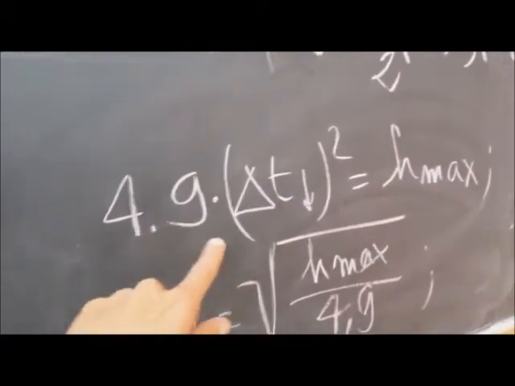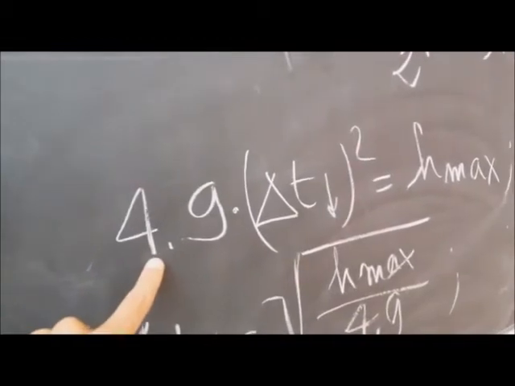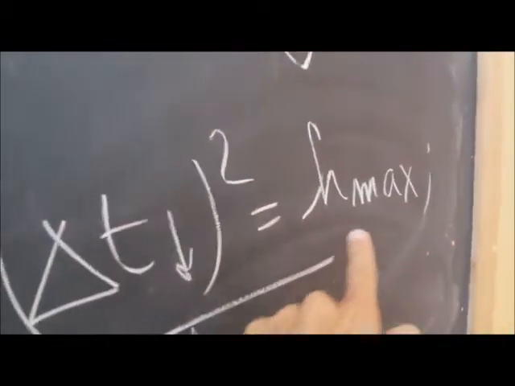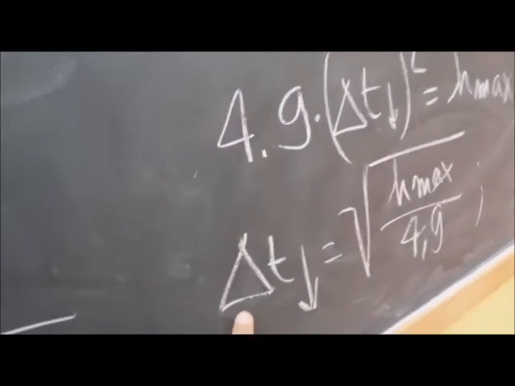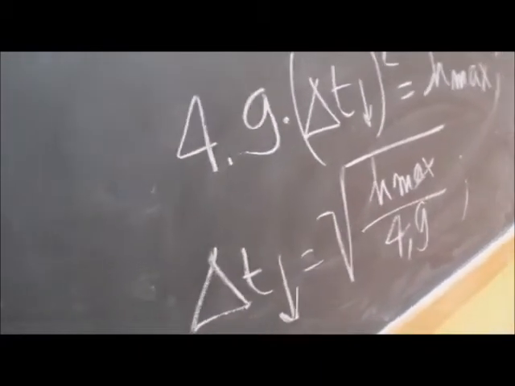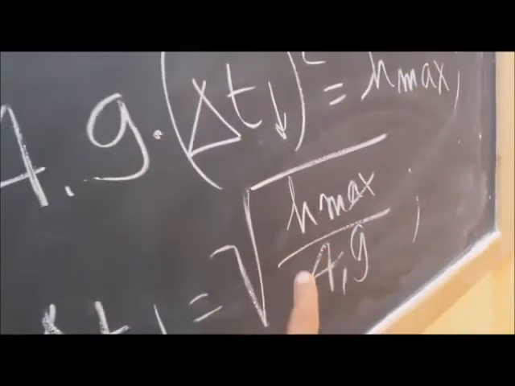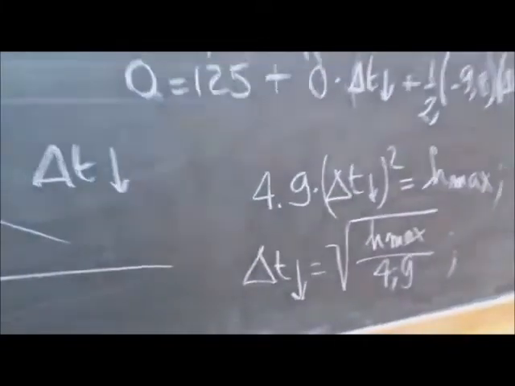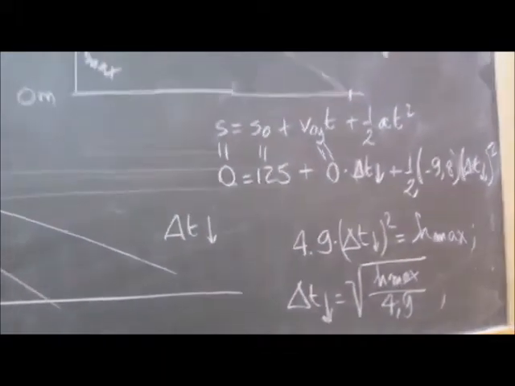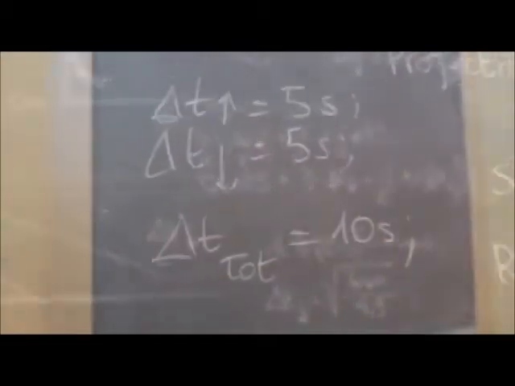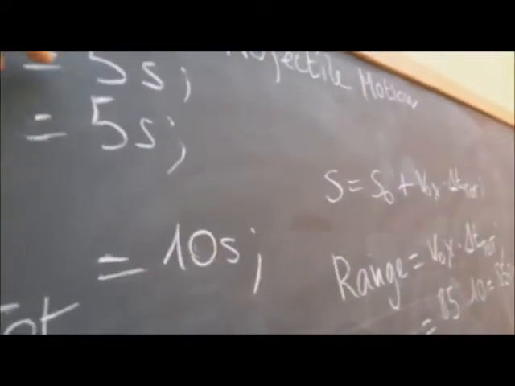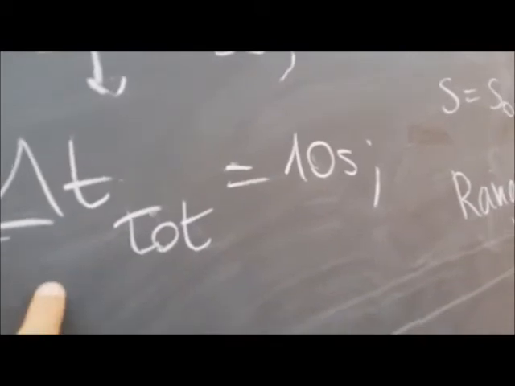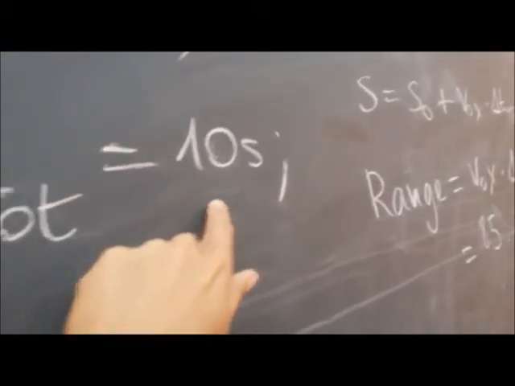So you can easily see that this is going to be a constant formula. 4.9 times delta t to go down squared is equal to the maximum height. So the time to go down to touch the ground is always the square root of the maximum height over 4.9. So the bullet takes 5 seconds to go up and 5 seconds to go down. So all in all, the bullet keeps moving for 10 seconds.